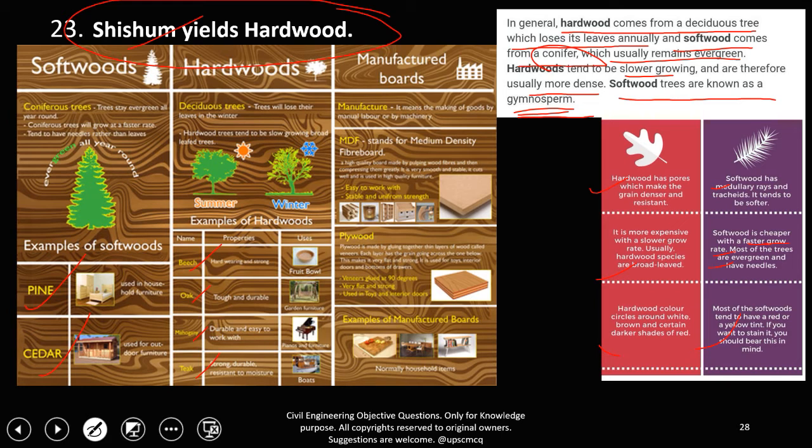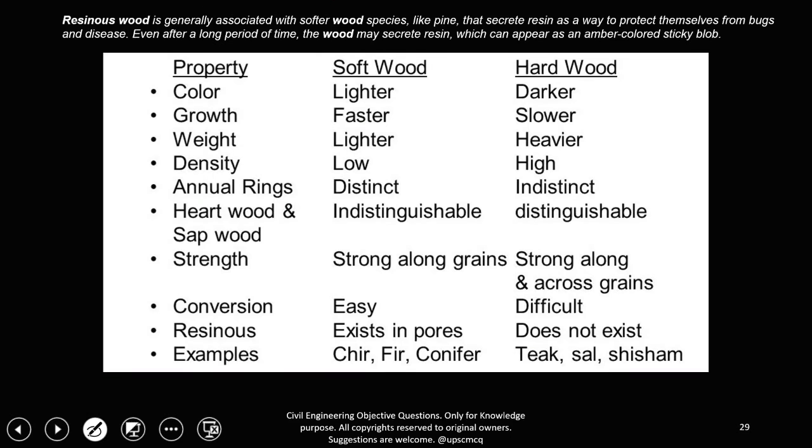Now, hardwood color circles around white, brown, and certain darker shades of red. Main point is that hardwood is darker. One more point to be remembered here is resinous wood is generally associated with softer wood species like pine that secrete resin as a way to protect themselves from bugs and disease. Now, color of softwood lighter, hardwood darker, already discussed. Same goes for growth, faster in softwood and slower in hardwood.